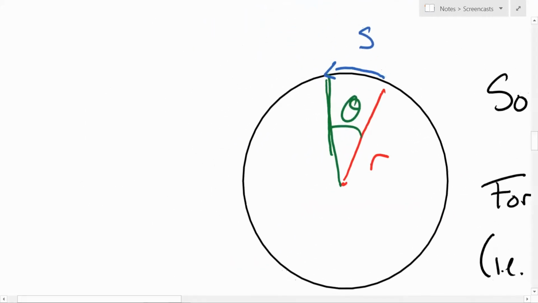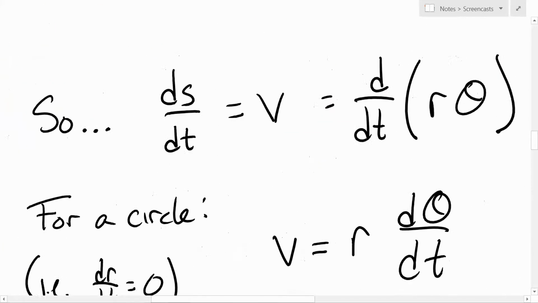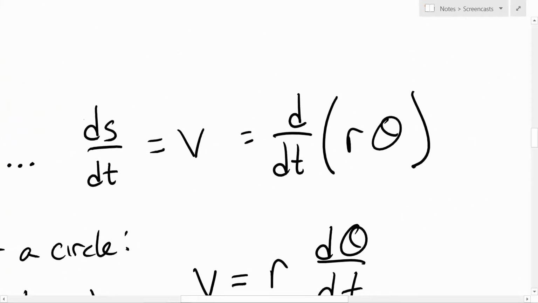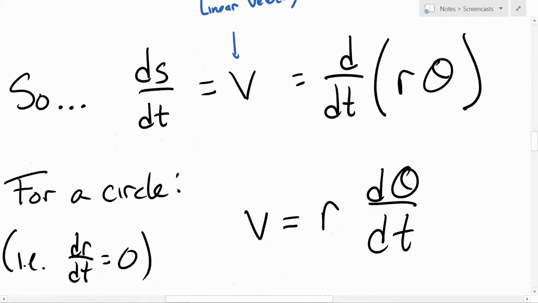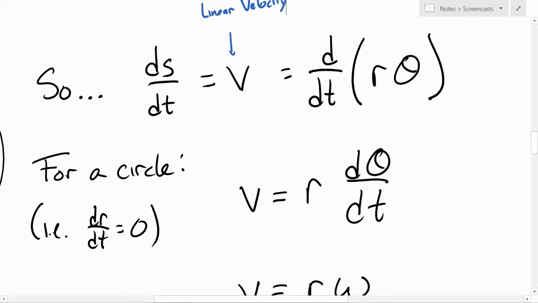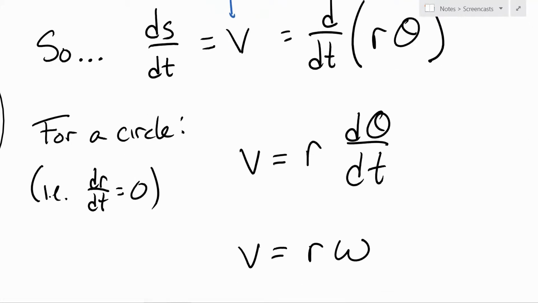We have here our circle, radius r, and you step over some arc length s, carving out some theta. So ds dt is then my linear velocity, right? This is how fast I'm walking along the circle in terms of the distance I'm carving out. It is going to look like d/dt of r theta. Now for a circle where my radius is constant, dr dt is 0, so this is just r d theta dt, which is r omega.